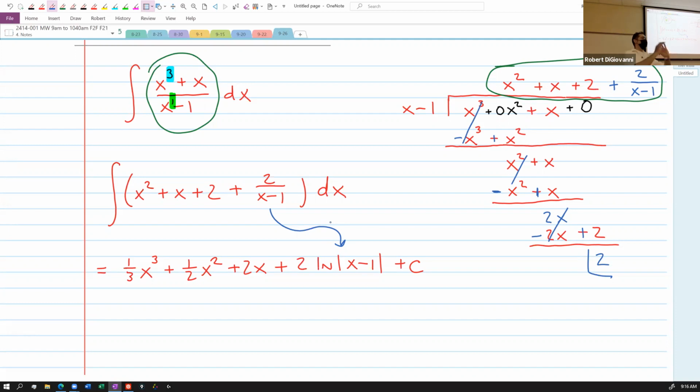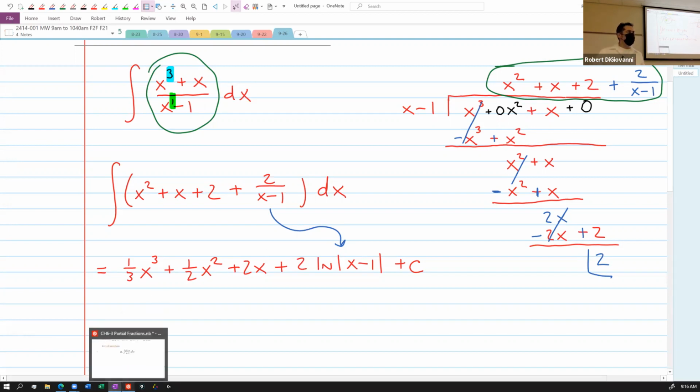This required no partial fractions. All this was long division, right? There was no partial fraction decomposition at all in this problem. Okay, that's the first problem. So any questions on that?